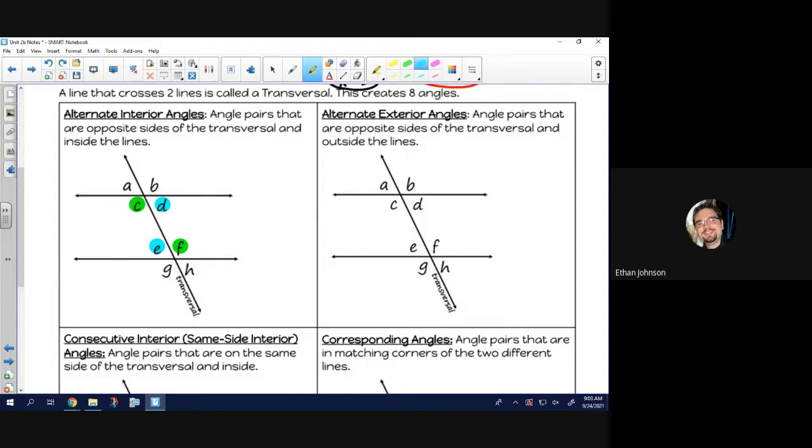Alternate exterior angles are just like the interior, except now we're talking about outside of the parallel lines, or outside of our pair of lines. So we could say angle A and angle H are alternate exterior angles. We could also say then angle B and angle G are alternate exterior angles.